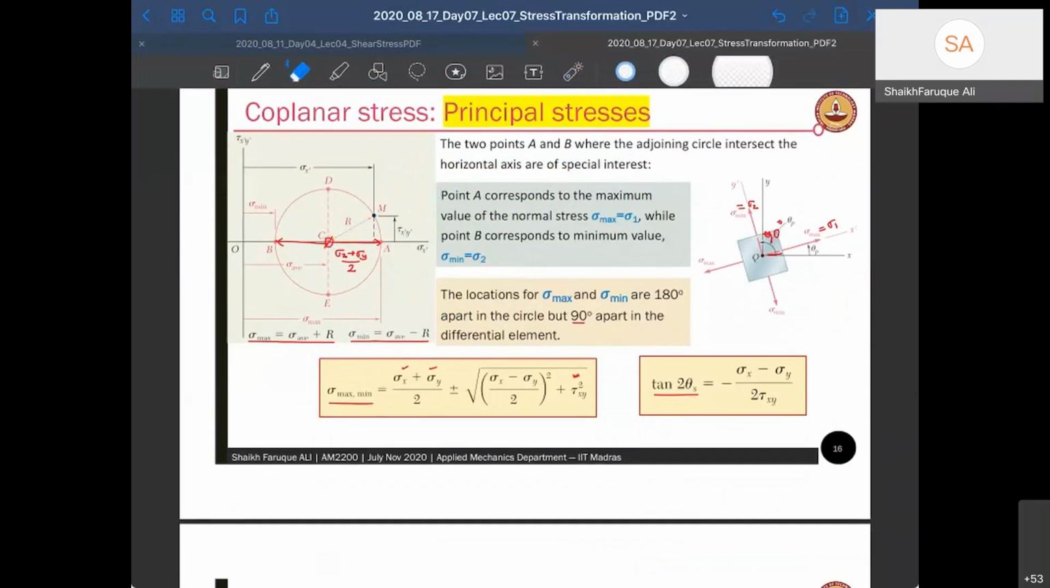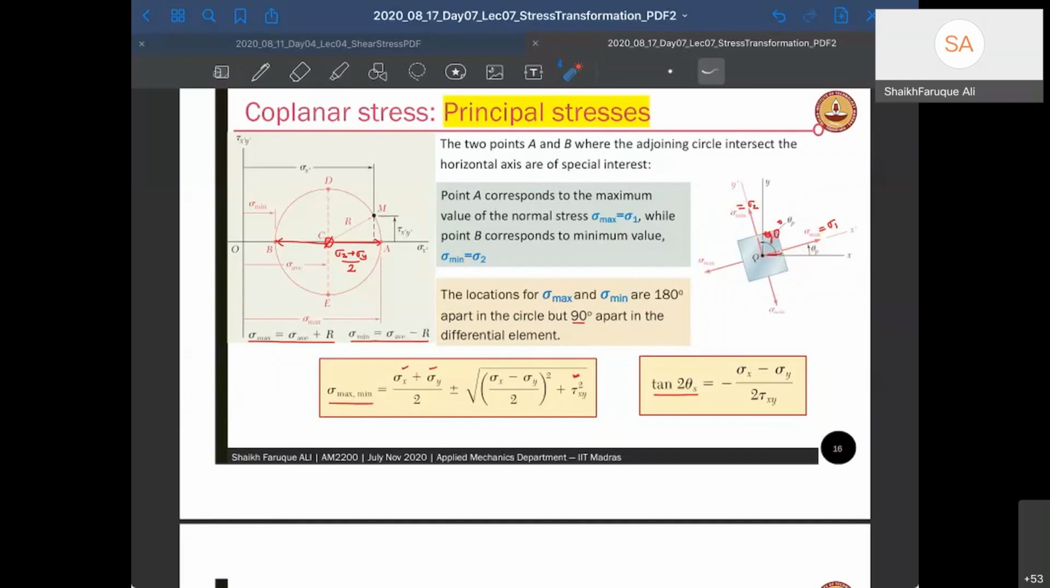Yes. So this is your Mohr's circle. So let's say, this is the plane here you have. This is your sigma x, this is your x-axis, this is your y-axis. So let's say we know sigma x and sigma y, right?